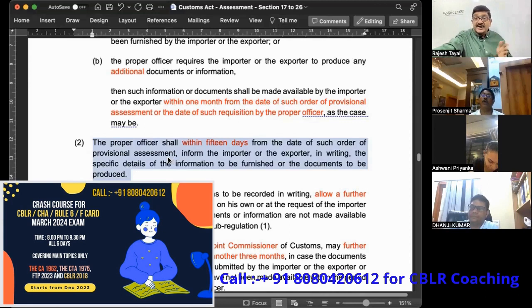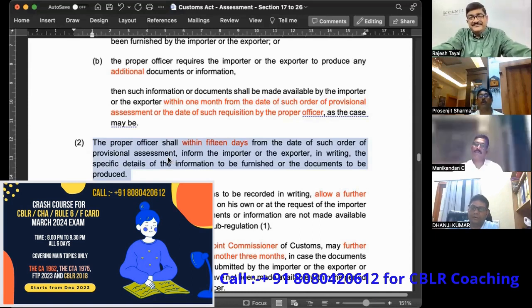Okay, that is one part. Now the requisition is given by the officer on 13th of September. Then what happens? Then 13th October, he has to submit the document. Exactly. Then 1 month begins from the date on which the requisition is received by the importer or exporter. Okay. So यहाँ पर क्या लिख दिया? As the case may be.